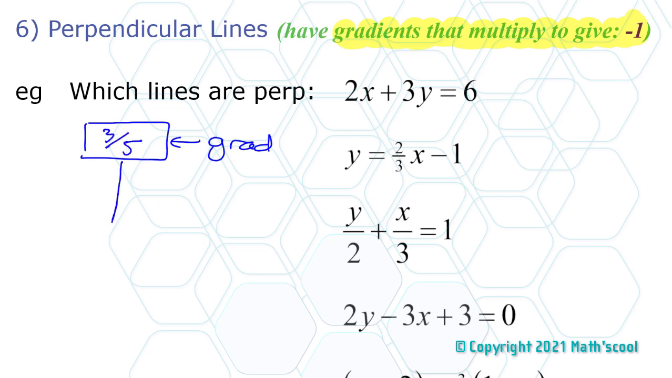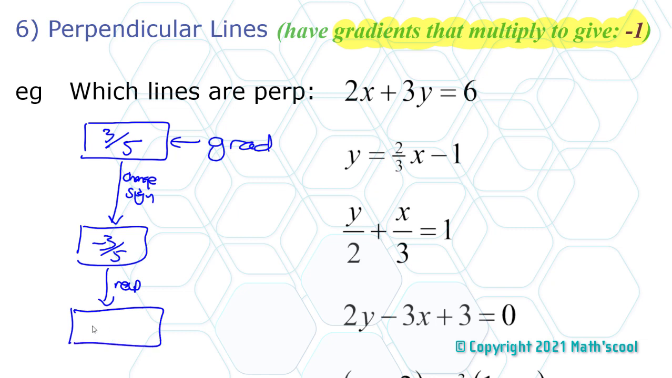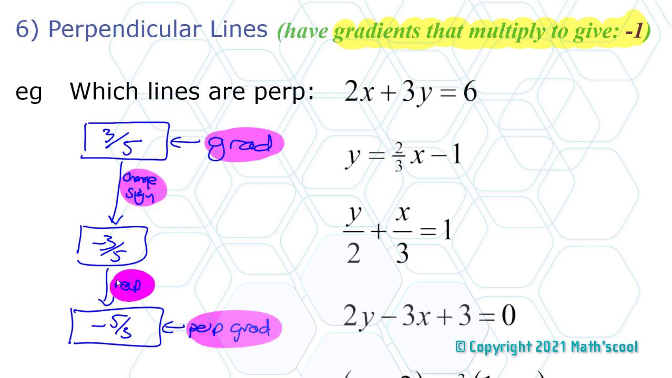If you then change the sign, changing the sign would make it minus 3 over 5. And then you recip that would make it minus 5 over 3. That will be the perpendicular gradient. So if you want to go from a gradient to the perpendicular gradient, you change the sign and recip. Sometimes we say that more quickly as the negative reciprocal.